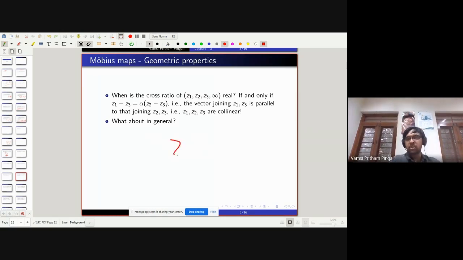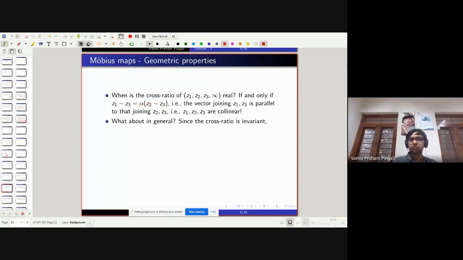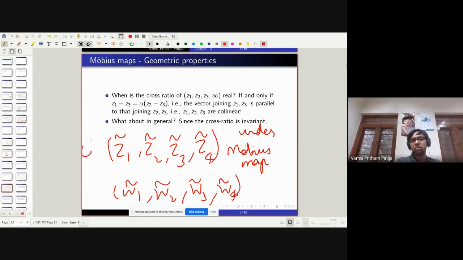What about in general? What if instead of infinity I have 4 points? Then it's very complicated, right? The formula for the cross ratio is not as simple as this. Now what can we do? Since the cross ratio is invariant under Mobius maps, what does that mean again? If you take a Mobius transformation, then suppose I give you 4 distinct points, right? If you take a Mobius transformation, you get 4 other points. The point is the cross ratios of these 4 points and these 4 points are both equal.